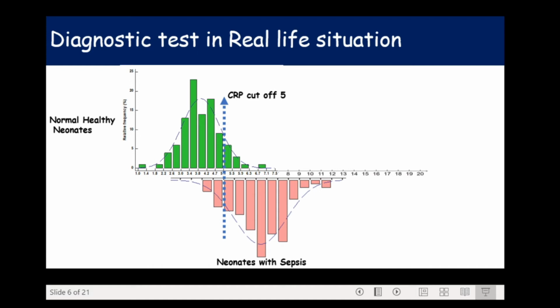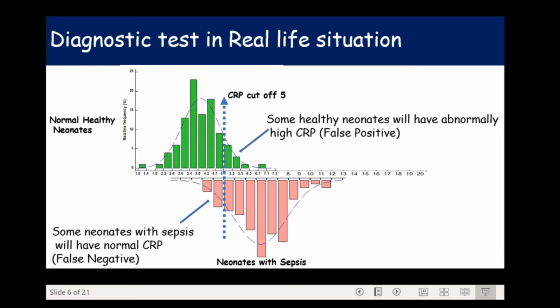Still, there are few septic neonates whose CRP values are below the cutoff and hence they will be false negative. On the contrary, there are few normal neonates who had their CRP values above the cutoff, and hence they will be false positive.